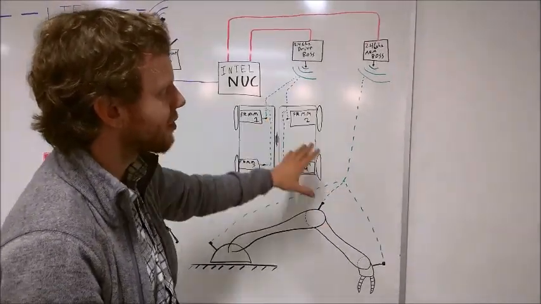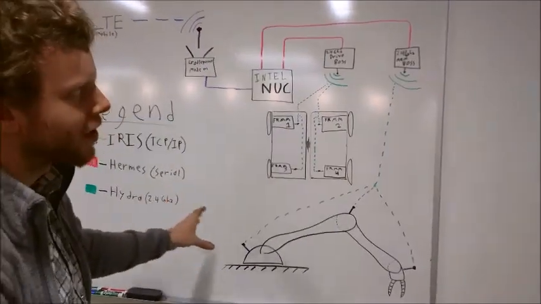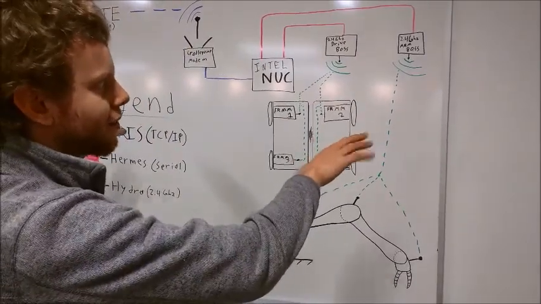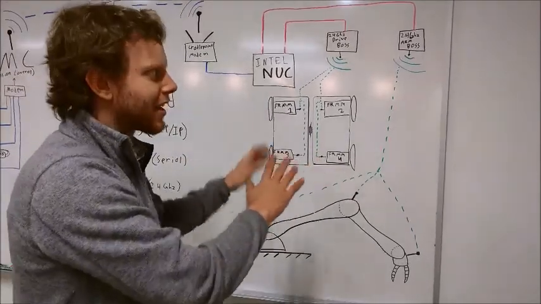All of those connections are monitored: the Hermes connection is monitored, and the Iris connections are monitored. So if anything anywhere in this chain goes wrong, people on both ends, well, the robot on one end, people in mission control on the other, are made aware of that and can adjust accordingly.